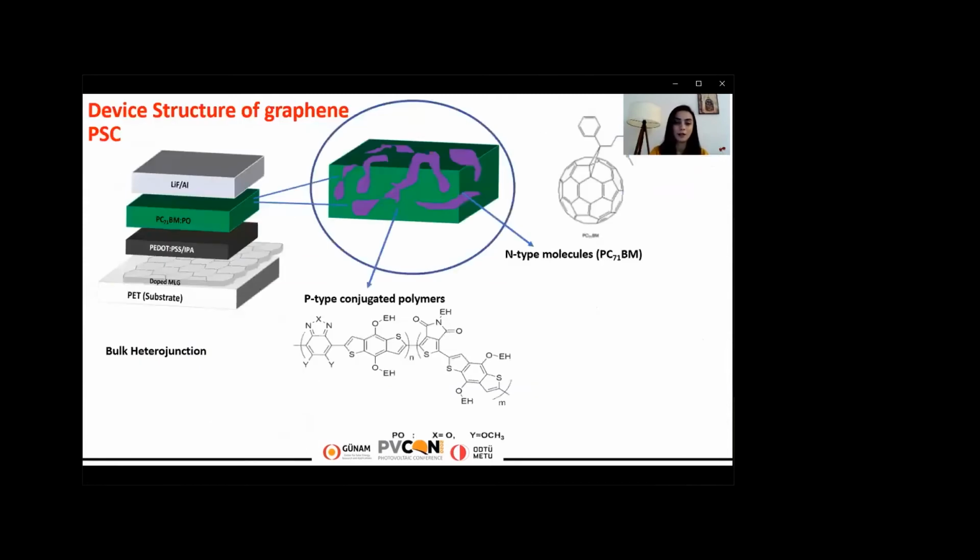This is my device structure. We have a PET substrate as a transparent and flexible substrate, with transferred doped multilayer graphene as an anode. We have PEDOT:PSS as a hole transport layer, PCBM and PO as an active layer, and at the end, lithium fluoride and aluminum as a metal. P-type conjugated polymers and N-type molecules make up our active layer.